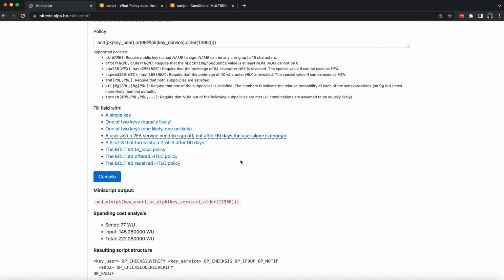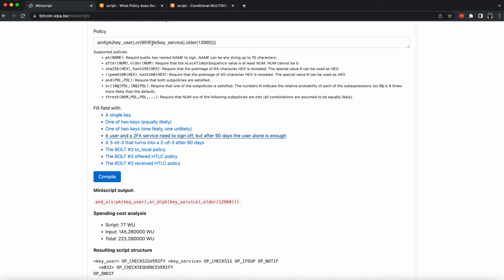Here it says the high-level description is a user and a 2FA service need to sign off, but after 90 days, the user alone is enough. Okay, so you've got this policy where it's an AND, so the first part of the AND is the public key for the user, and you need a signature associated with this public key, otherwise the Bitcoin can't be spent.